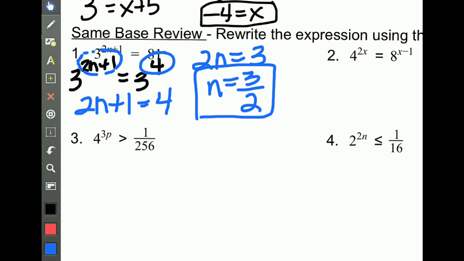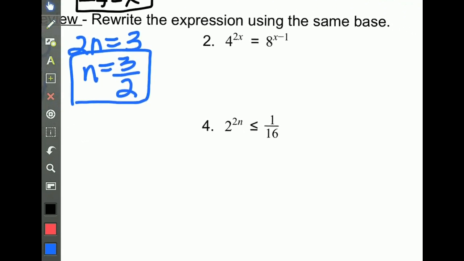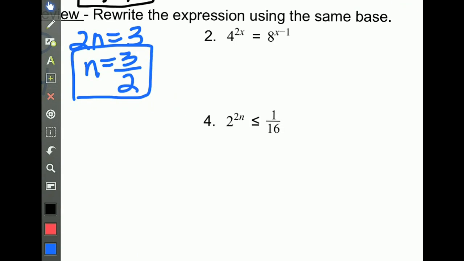Okay. Number 2. In this case, 4 is not a base of 8. 4 to the first is 4. 4 squared is 16, which is not 8. So I'm actually going to have to change both of these to a base that I can use. And they both have a common base of 2.